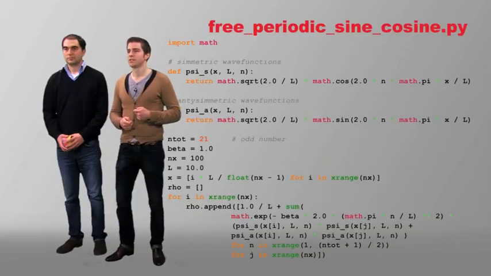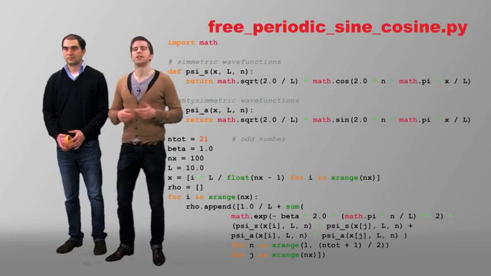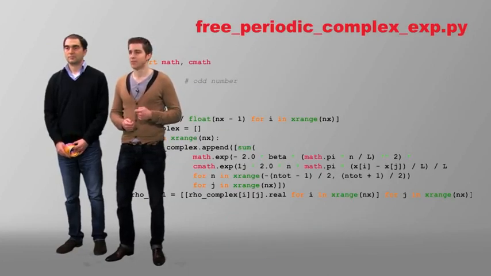But before you go on, please take a moment or 3 to download, run and modify the programs discussed in this section. On the Coursera website, you will find the program free periodic sine cosine.py and its cousin free periodic complex x.py. Take these programs apart to understand the inner workings of complex arithmetic that lead to a final real-valued and positive result.